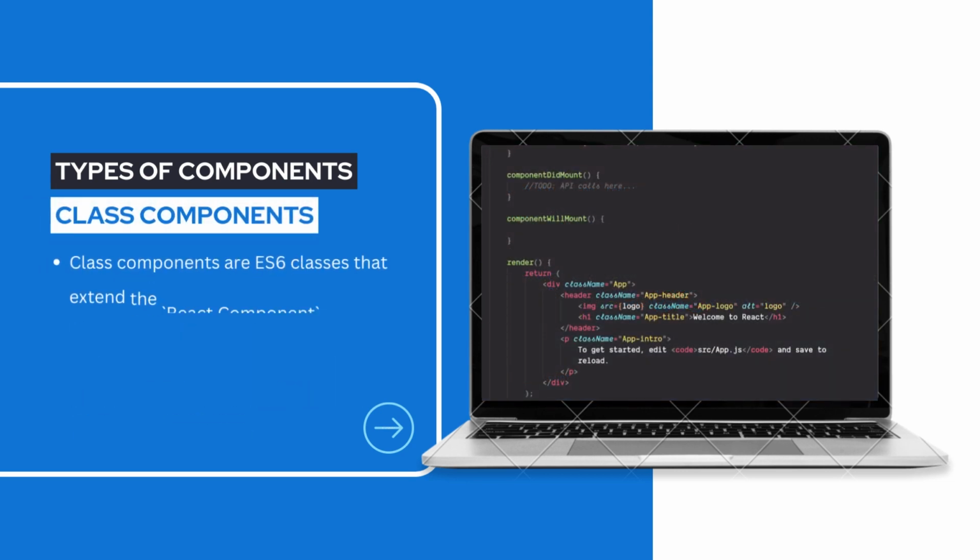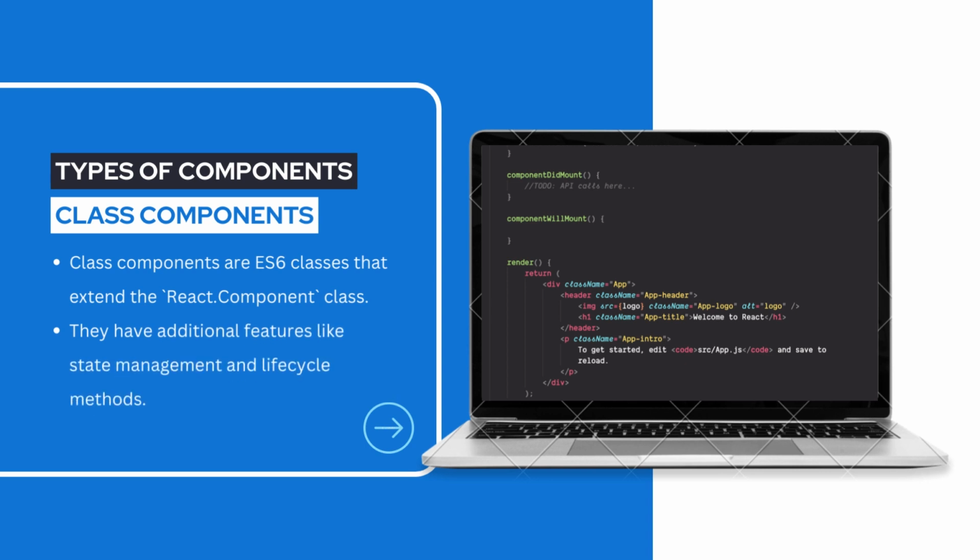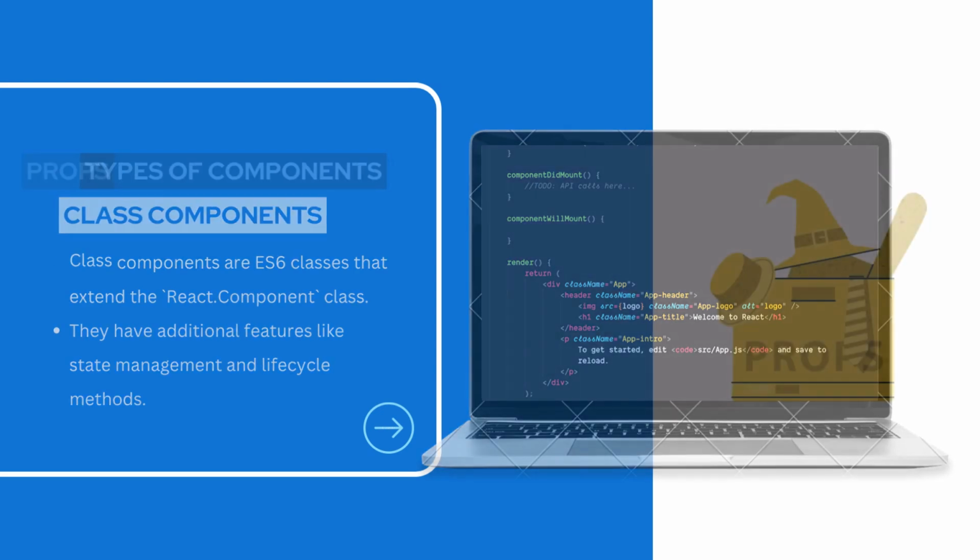Now we'll see what class components are. Class components are ES6 classes that extend the React component class. They have additional features like state management and lifecycle management methods. So don't worry if this sounds a bit overwhelming right now. We'll cover these topics in future videos.